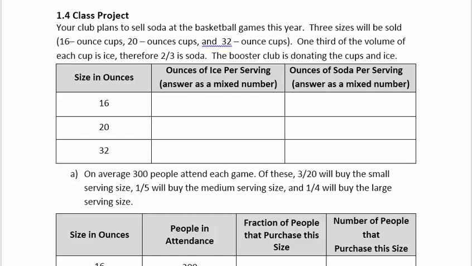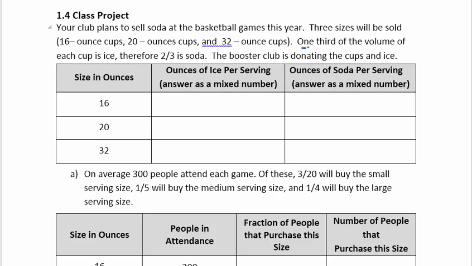Okay? So what we want to do now, since it says here the Booster Club is donating the cups of ice, so we don't have to pay for the cups, we don't have to pay for the ice, but we need to figure out how much actual soda is in these different sizes. Since 1/3 of each cup is going to be ice, we need to figure out how much ice is in the cup and then how much soda is in the cup, because then we can start to figure out what to charge for the sodas and how much profit we're going to make. So basically what we want to do here is find out the ounces of ice and the ounces of soda. I want to find 1/3 of something.